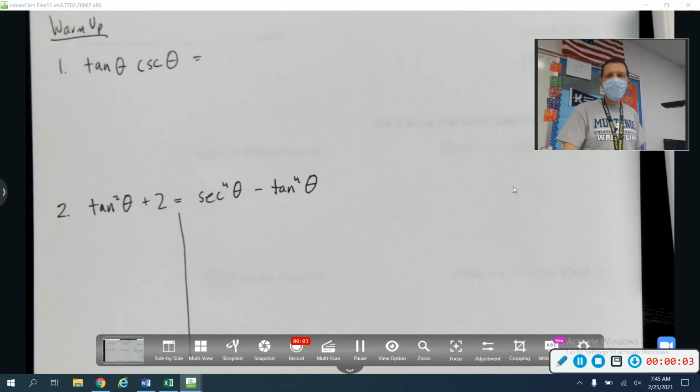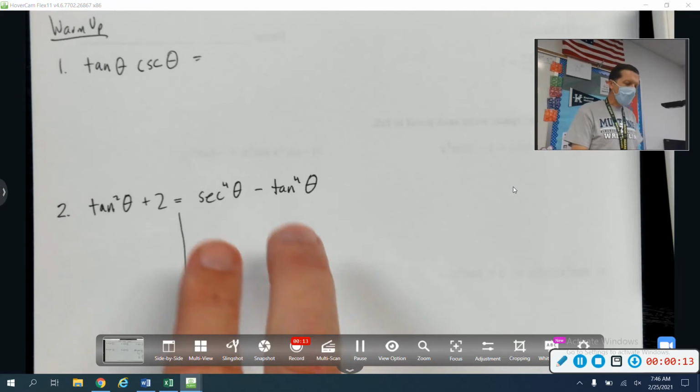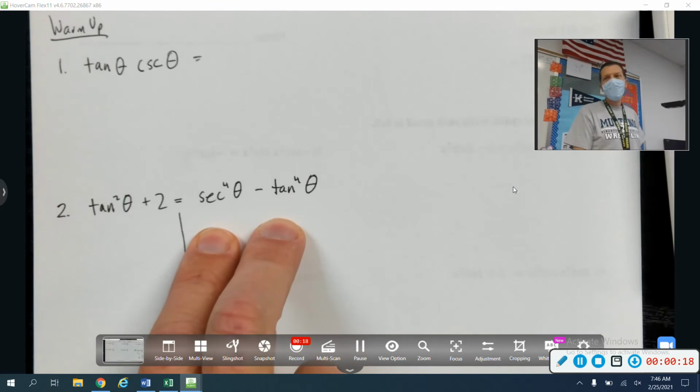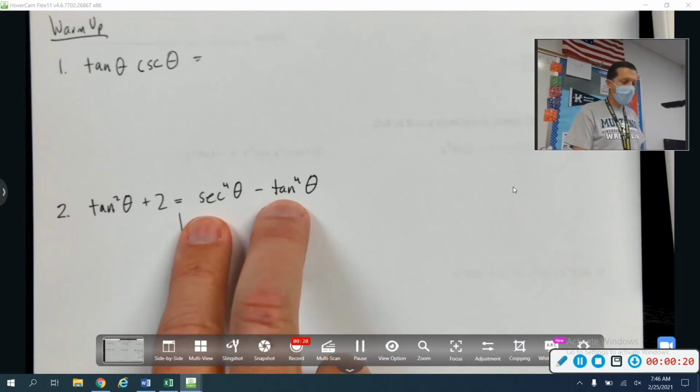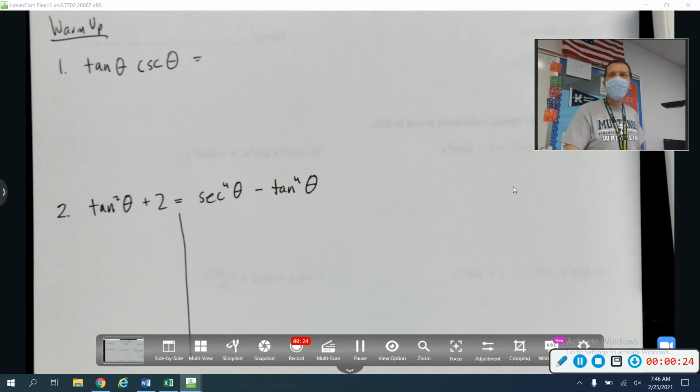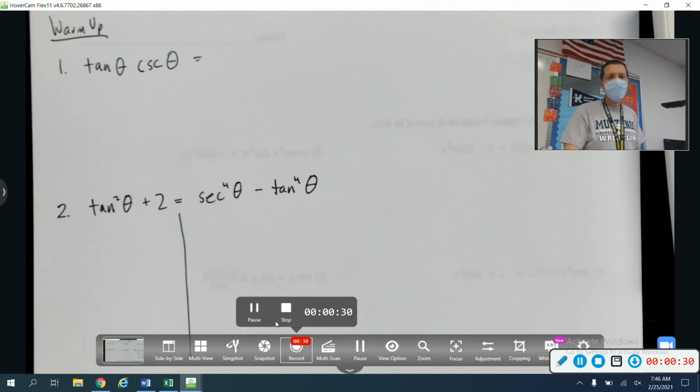So warm-ups for today. If you're sitting at home, pause them, try them. You should be able to get number one. Number two, maybe not. The hint on number two is that I would definitely start on the right-hand side, and I would factor that first. And then if you can factor that, it's actually not very difficult, but can you factor secant to the fourth minus tangent to the fourth? So press pause, give them a try, and then we'll come back and work them in a moment.